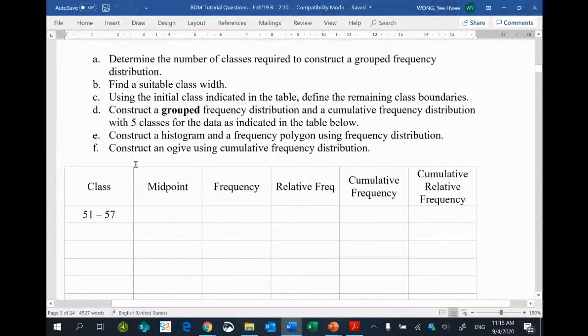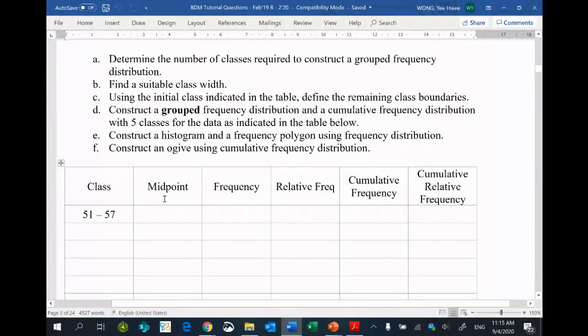Define the remaining class boundaries. That means you filled up the first column. Then construct a group frequency distribution with 5 classes. For this, you just fill up the table. Then construct a histogram and a frequency polygon using the frequency distribution. So after you have the table done, you need to draw one histogram, one polygon, and one ogive using the table. What I suggest is you fill up the table first.